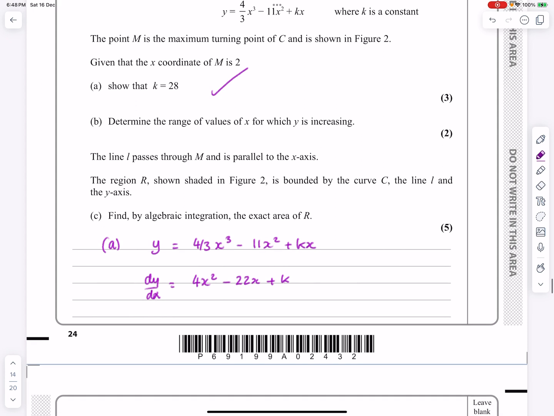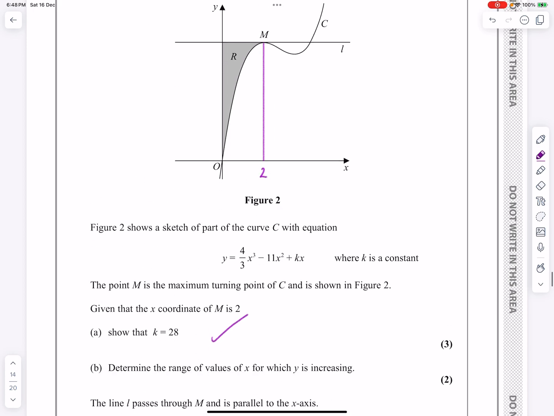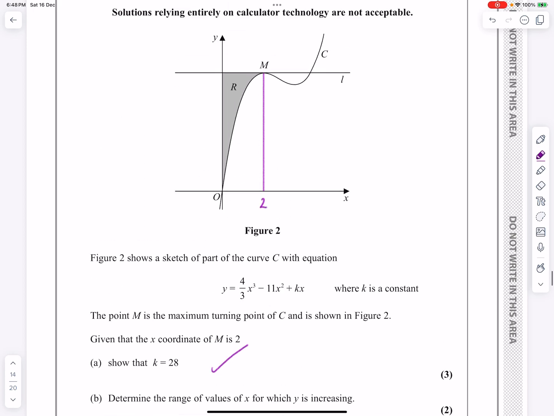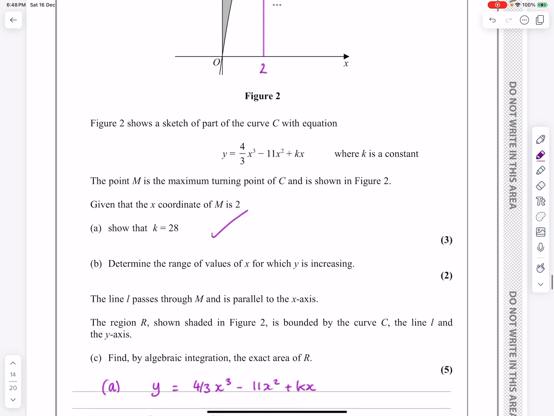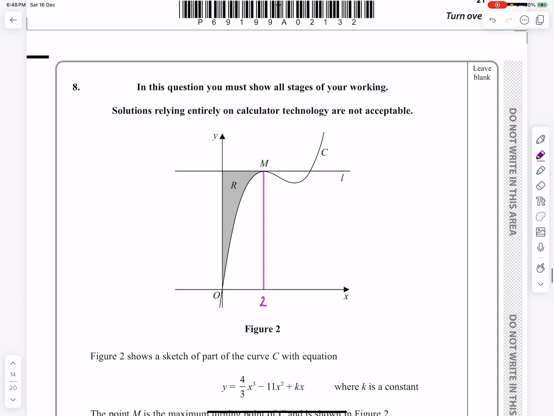Okay, on to part C. So it says the line L, let's go back to the question now. The line L passes through M and is parallel to the x-axis. Yeah, I can see that. The region R is shown. Can we find it using integration? So looking back at my diagram there, can I find the area R there?